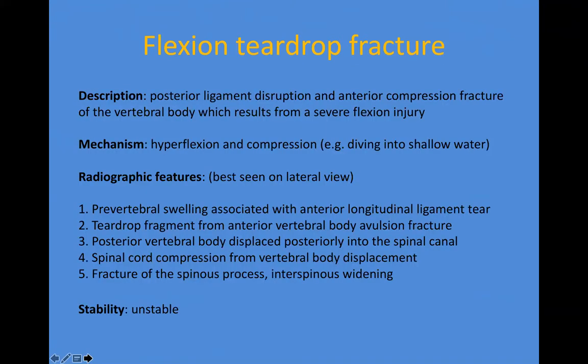So that was a flexion teardrop fracture. Again, disruption of the anterior and posterior soft tissue structures, leading to this fracture being an unstable fracture because you can have compression of the spinal cord due to movement of the vertebral column.